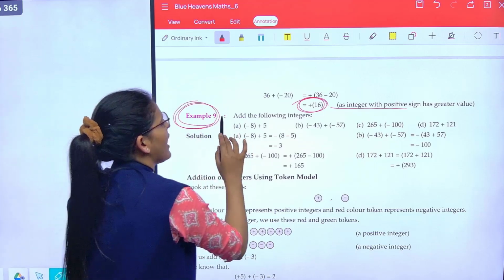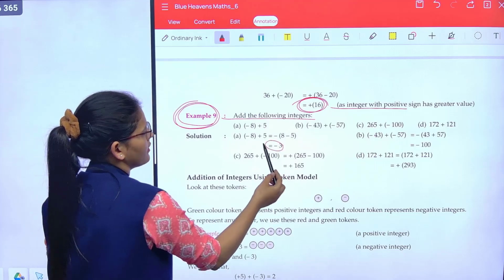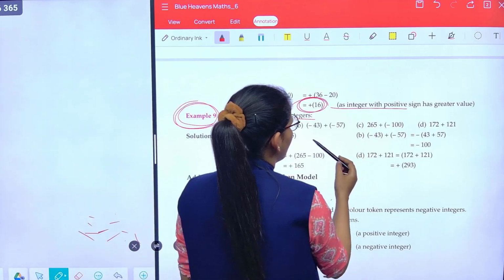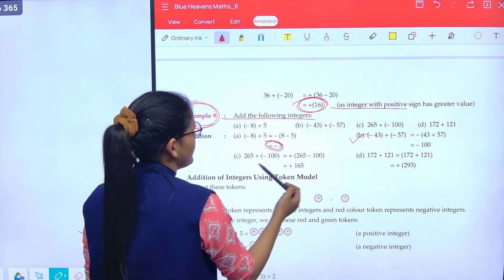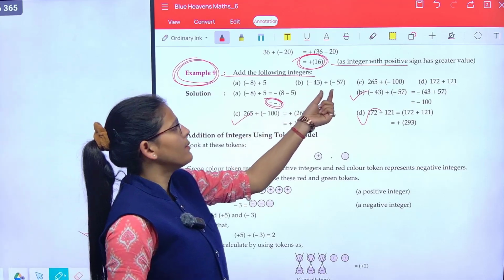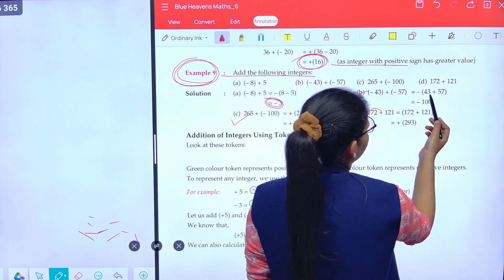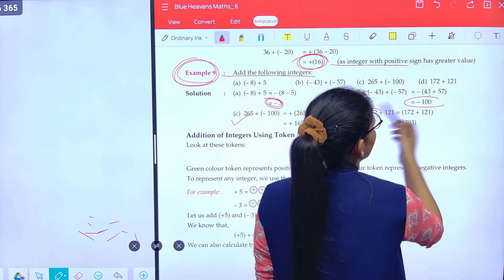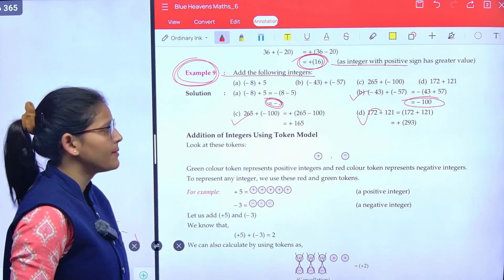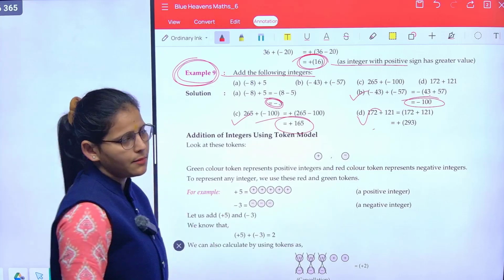Example number 9, add the following integers: minus 8 plus 5, that is minus 3. Now you can see B point and C point and D point here. Understand? Minus 43 plus minus 57. So class, 43 plus 57, it is minus 100.